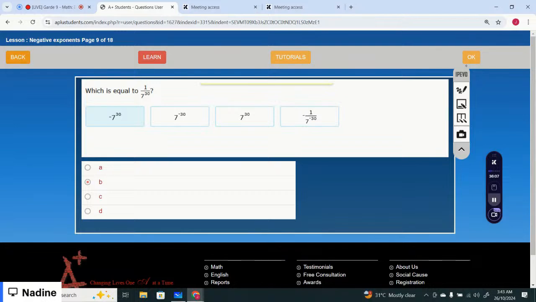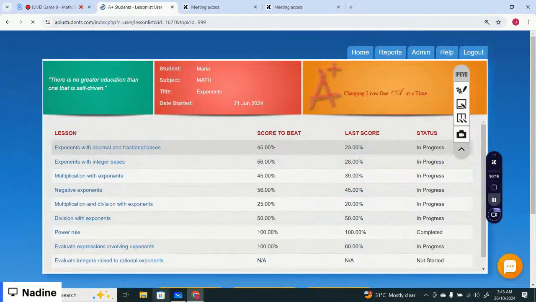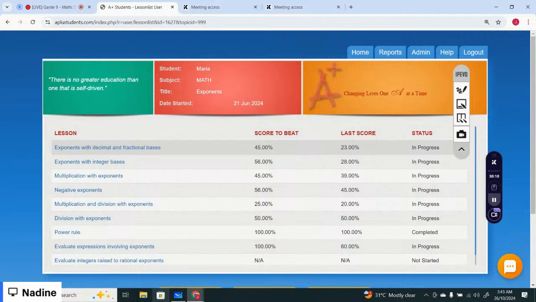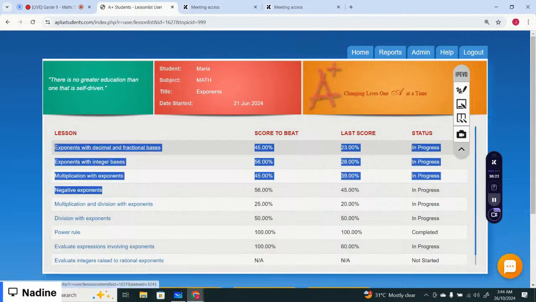Okay, you can complete the lesson by yourself later today. So we were working on grade 9 math. The chapter we were working on is exponents. The lessons we have covered today are exponents with decimals and fractional bases, exponents with integer bases, multiplication with exponents, and negative exponents. So please make sure before the next session you complete all the practice questions for the lessons we just did. That is your homework until next session.